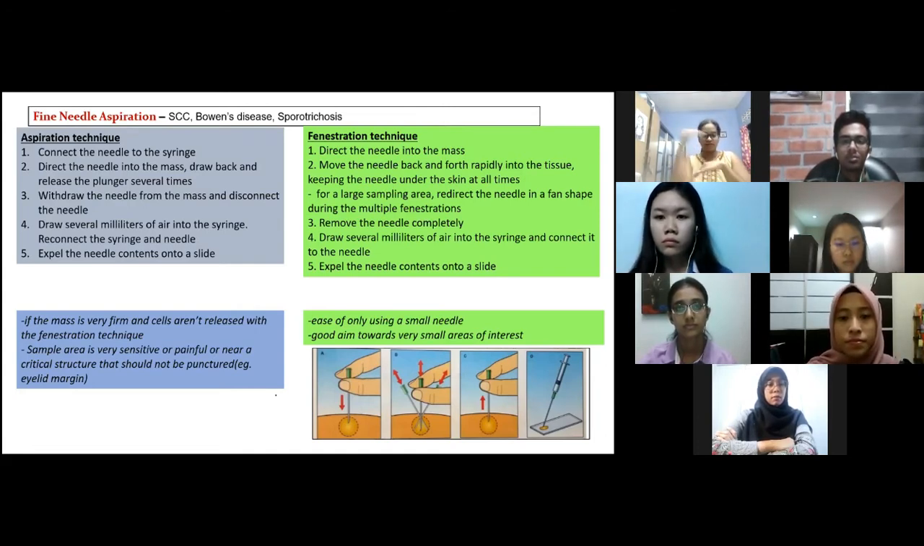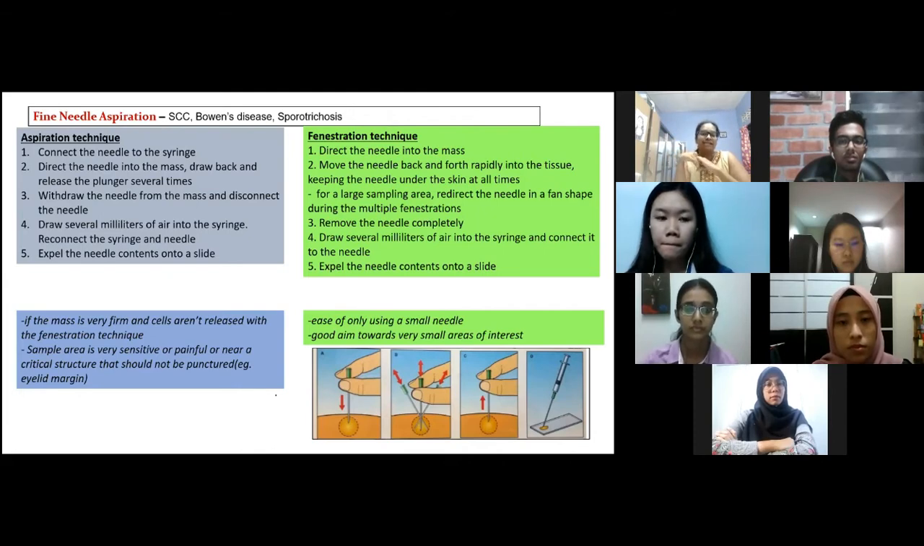Once you have moved in 3 different directions or more, you remove the needle completely, and you also draw several millimeters of air. This is the only time when you need a syringe. You connect it back to the syringe, and then you expel the contents onto a slide. If you can see, there are photos below on how to do a fenestration technique, and it's a very good aim towards very small areas of interest. The next slide will be a much more detailed explanation about how we do the fine needle aspiration technique.